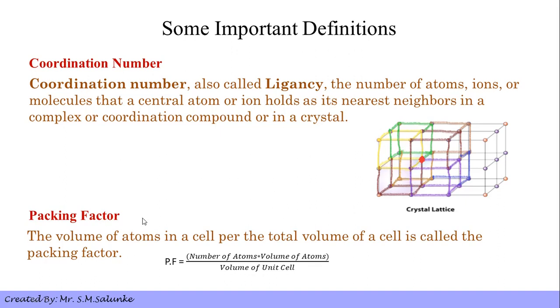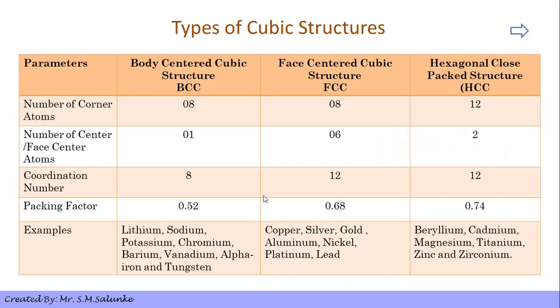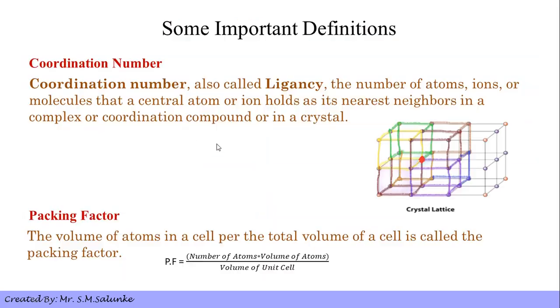Now let's look at packing factor. So packing factor is nothing but the ratio of volume of atoms to the total volume of cell. So what exactly does volume of atoms mean? The number of atoms into the volume of atoms. So for example, in a BCC, the number of atoms that we have to calculate, there are 8 corner atoms and 1 center atom. So that is 9 into volume of atoms.